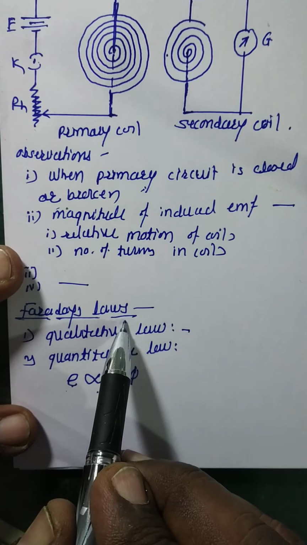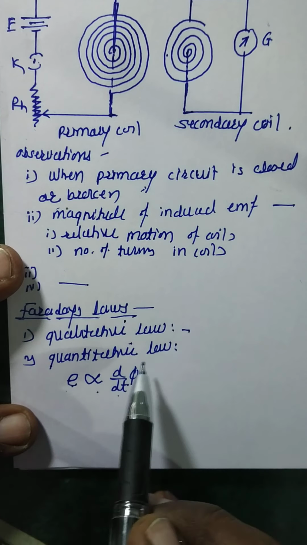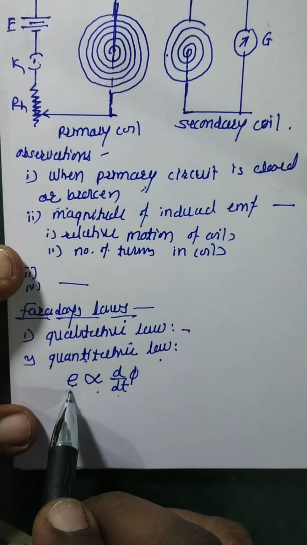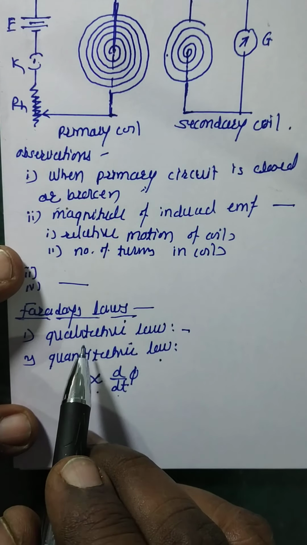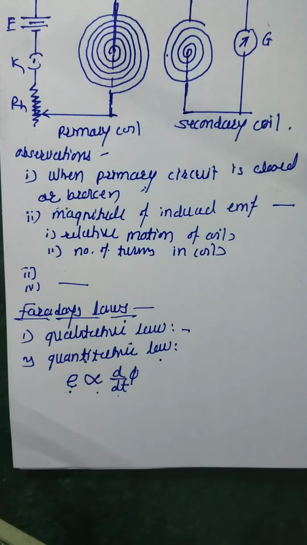Faraday's laws. There are two laws: qualitative law and quantitative law. Quantitative means the quantity of EMF induced. Qualitative means the type or direction of induced EMF. Qualitative law: whenever there is a change in magnetic flux linked with a closed circuit, an EMF is induced in the circuit. Quantitative law: the magnitude of an induced EMF in a closed circuit is directly proportional to the rate of change of magnetic flux in the closed circuit.